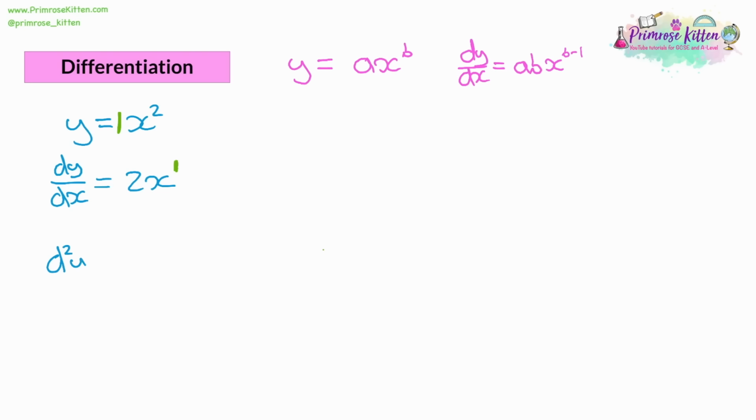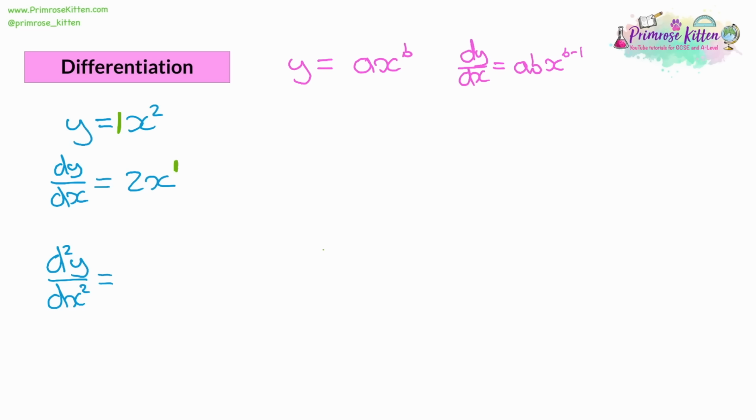You can also differentiate a second time. We call it d2y over dx squared. So if y equals is a line, and you differentiate it once, dy by dx gives you the gradient. d2y by dx squared, the second derivative, that's the rate of change of the gradient. It's how the gradient changes over time. And you just follow the same process.